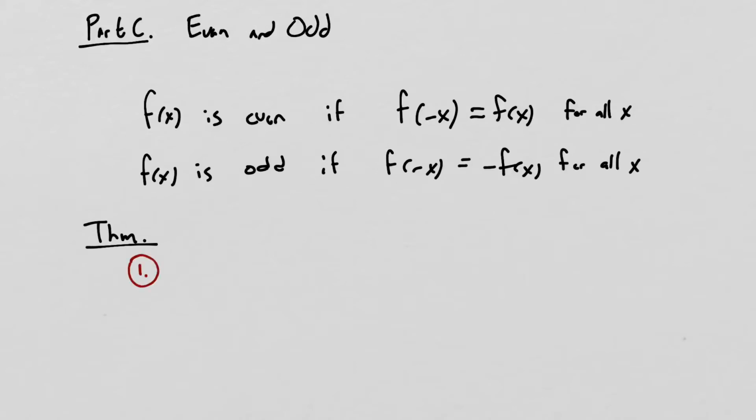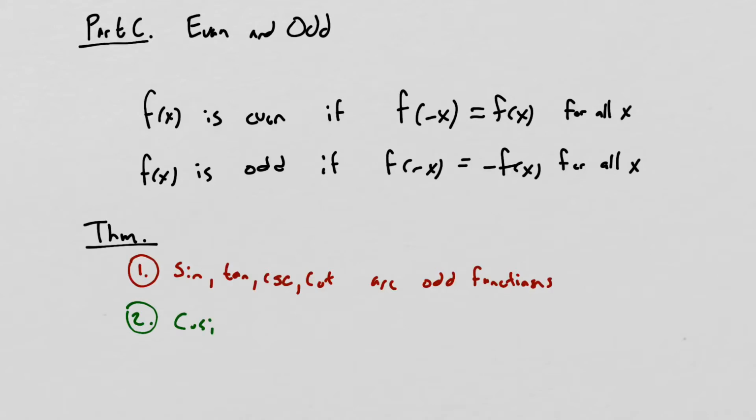So number one, sine, tan, cosecant, and cotan are odd functions. And number two, cosine and secant are even.